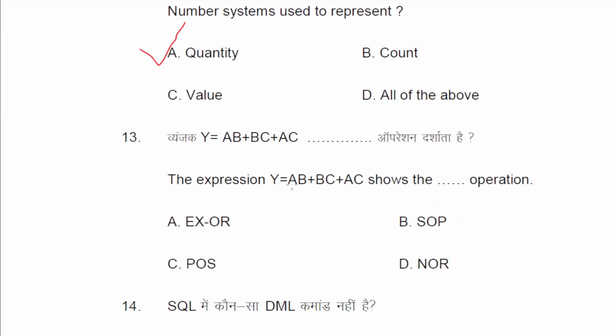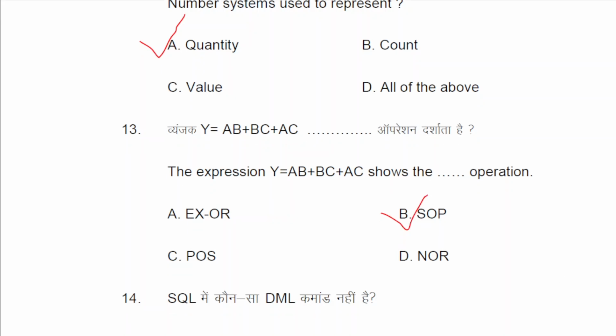So the expression A into B plus B into C plus A into C. If you see this, we have sum and we have the product. Plus is sum, A into B is the product. So this expression is sum of product. Answer is B, SOP.